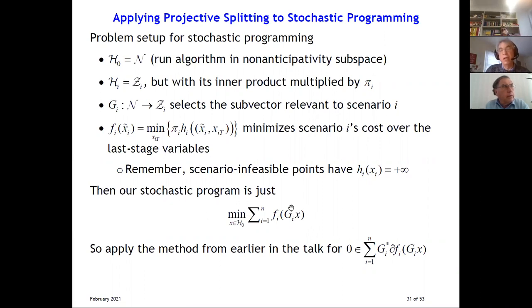And then the stochastic program with this setup just becomes a sum of a bunch of convex functions applied to some vector with a different linear operator here, okay? And under some regularity assumptions, this is equivalent to this same problem formulation I showed earlier. Okay?